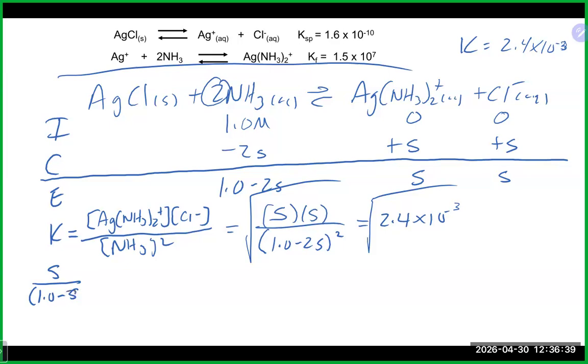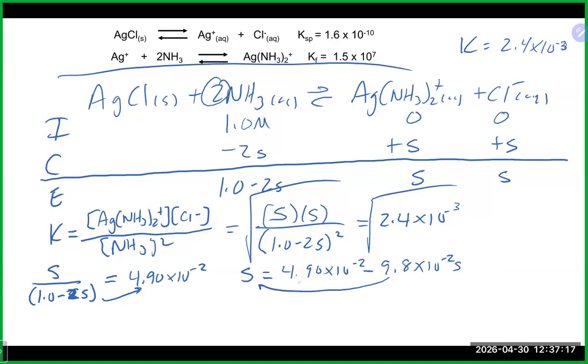I lost my 2 there. 2S. There you go. Is equal to, I probably should square root the other side so I don't make any more mistakes. Let's see, 2.4 times 10 to the minus 3. That's going to get us a 4.9 times 10 to the minus 2. We're going to multiply this to the other side. That's going to get us an S is equal to 4.90 times 10 to the minus 2 minus 9.8 times 10 to the minus 2S. Going to add that back to the other side, right?